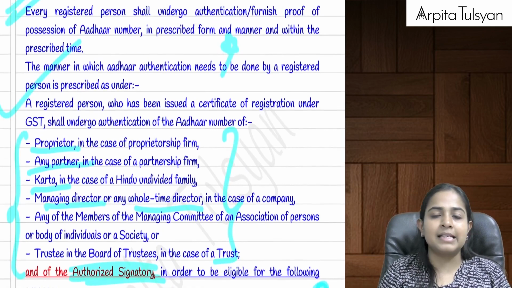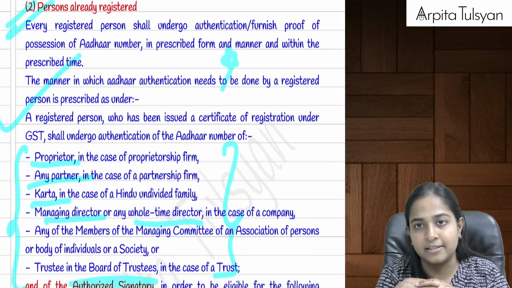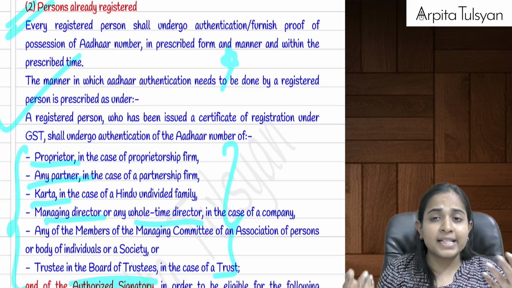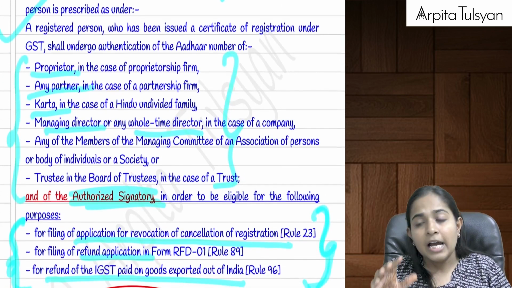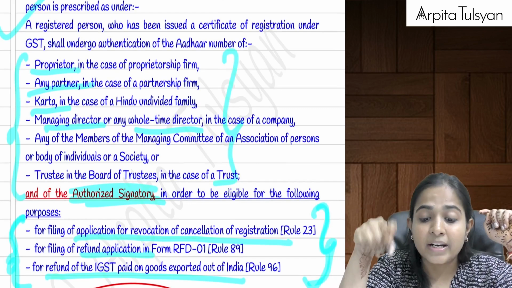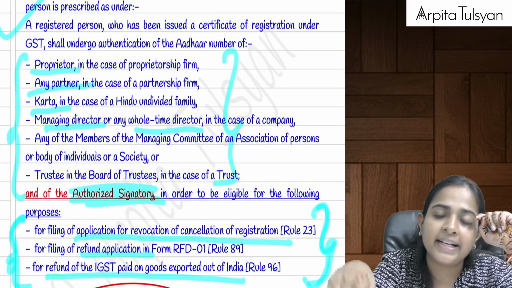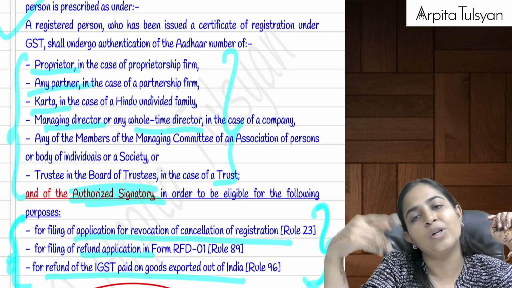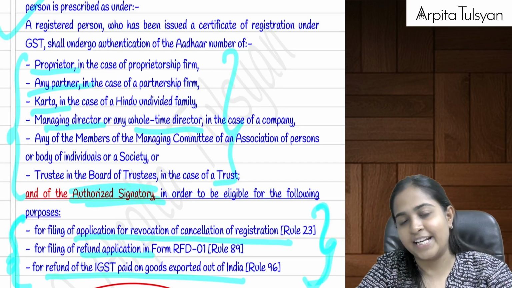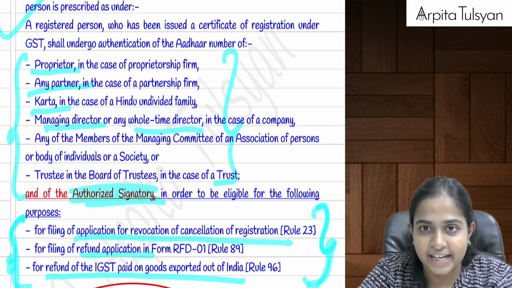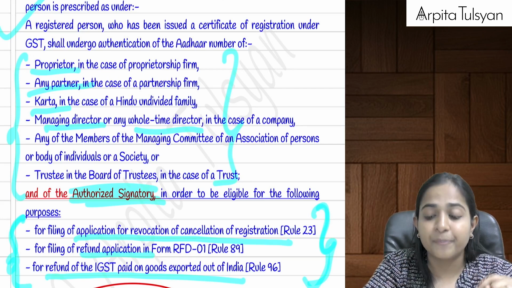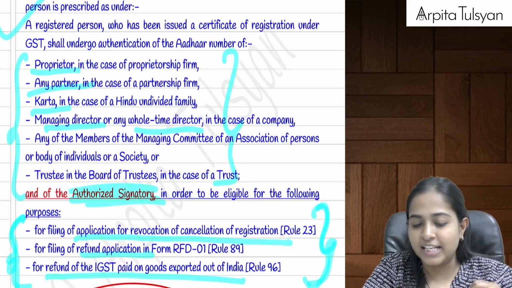Okay, similarly, the same procedure they have given for persons already registered. See, to persons already registered we are not going to grant a new registration certificate, so that 7 days and 30 days time period is not applicable here. Here they are just telling that if you were already registered at a time when Aadhaar authentication was not mandatory, now that Aadhaar authentication has been made mandatory, you also have to log into the GST portal and get your Aadhaar authentication done. If you do not do your Aadhaar authentication, you will not be able to submit the refund application forms, and you will not be able to submit the application for revocation of cancellation of registration. These forms cannot be submitted.